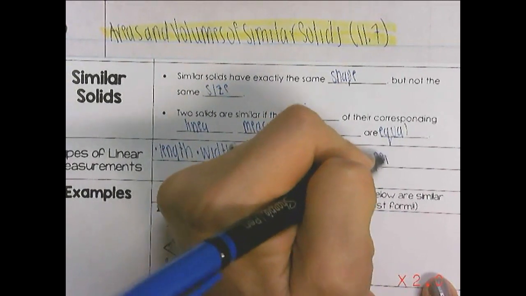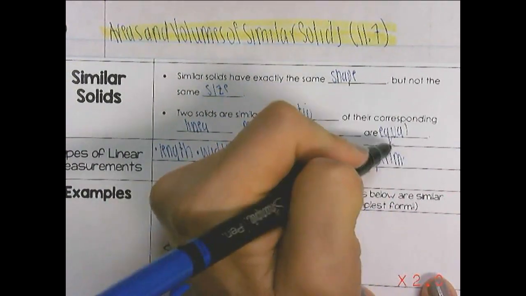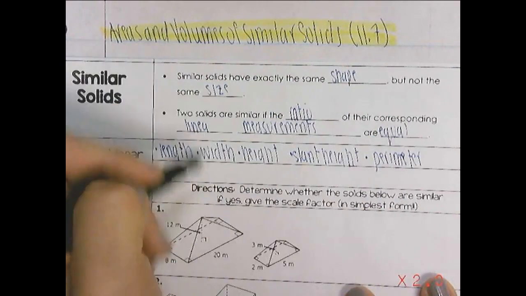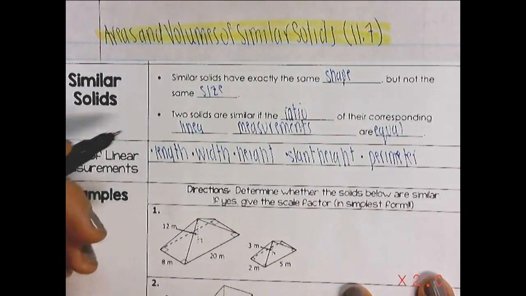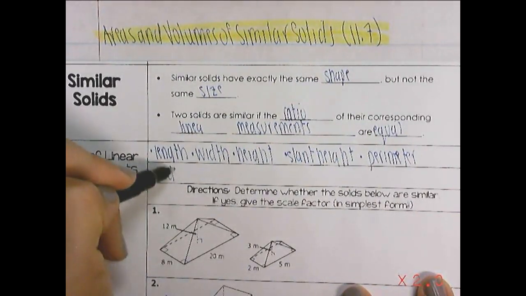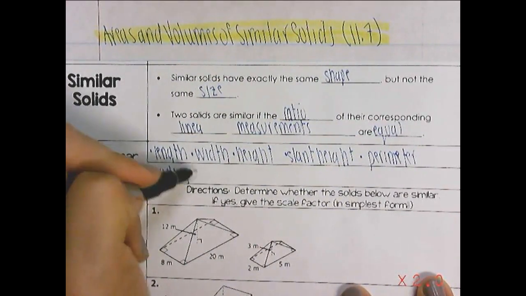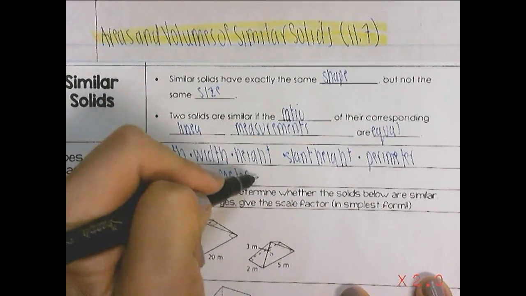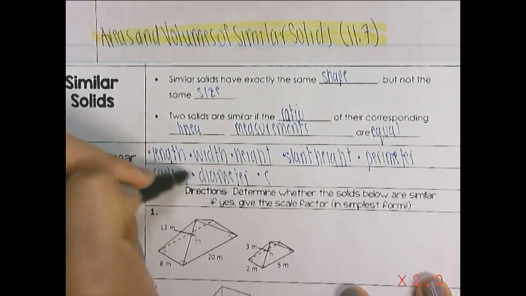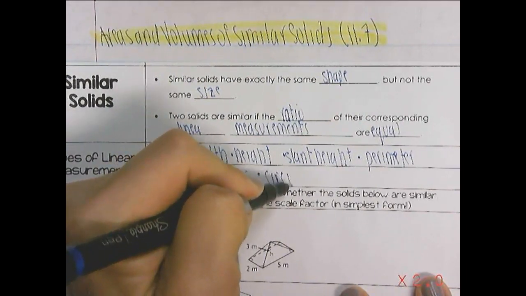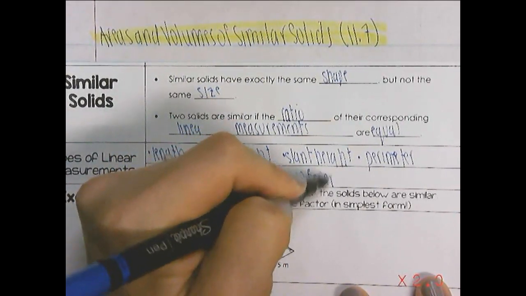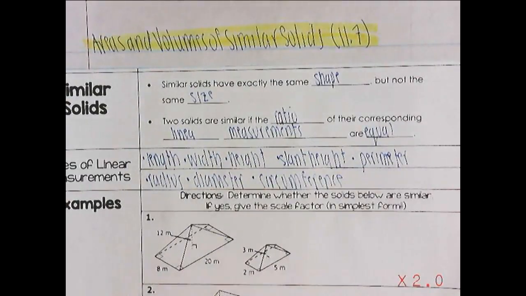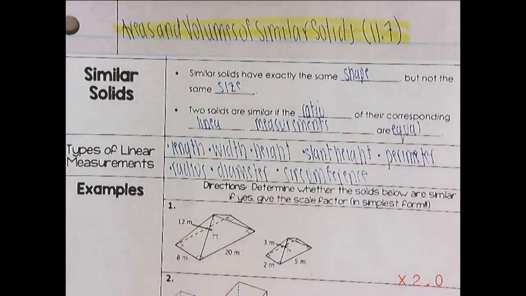The perimeter, the radius, diameter, and circumference. These are all types of linear measurements. And if those are equal, then you can say that the figures are similar.